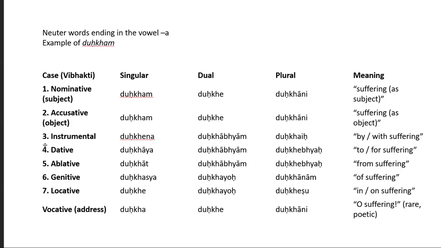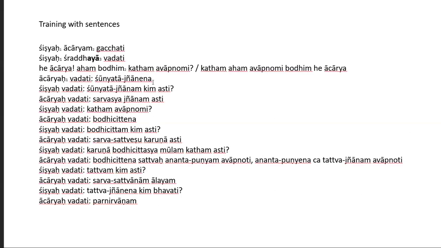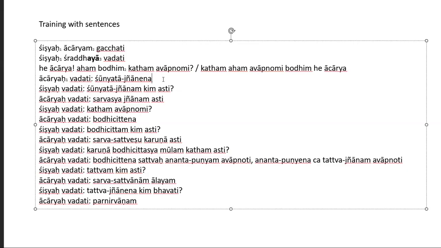Instrumental. It's the third case. And then shunyata jnanena obviously means what? Knowledge of emptiness. Yes, but then with the case, the third case? By the knowledge of emptiness. So the teacher says or speaks by the knowledge of emptiness. So the student goes to the teacher, the student speaks or says with faith, "O teacher, how do I attain enlightenment?" The teacher says, by the knowledge of emptiness.